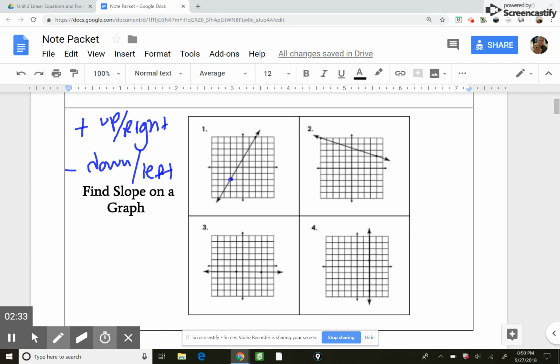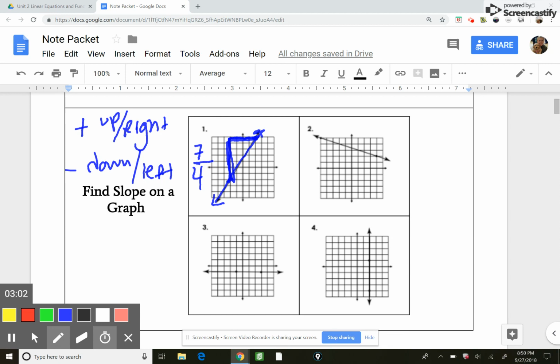For this one, here's a point, and here's the other point. You can see them marked. I have to go up 1, 2, 3, 4, 5, 6, 7. So I went up 7, and I went over 1, 2, 3, 4. And I went up and right. So this is a positive slope. And if you look at your line, it's going up to your right. So that's positive 7/4.